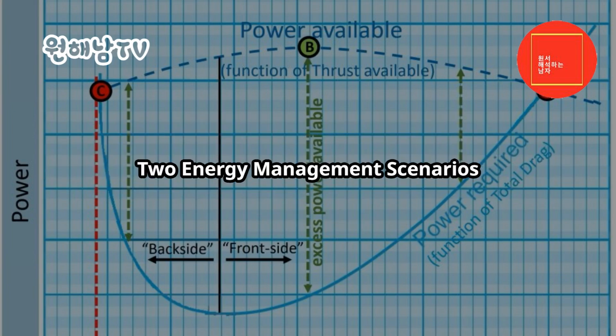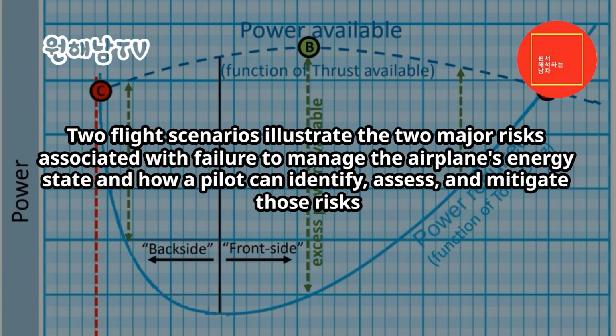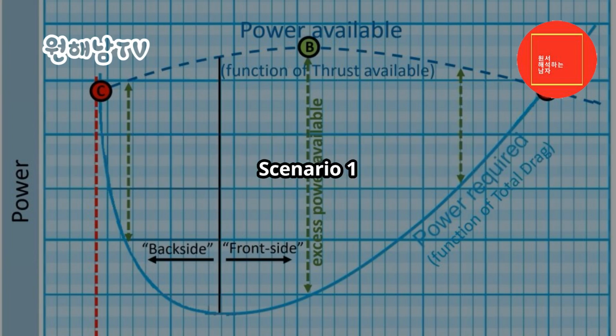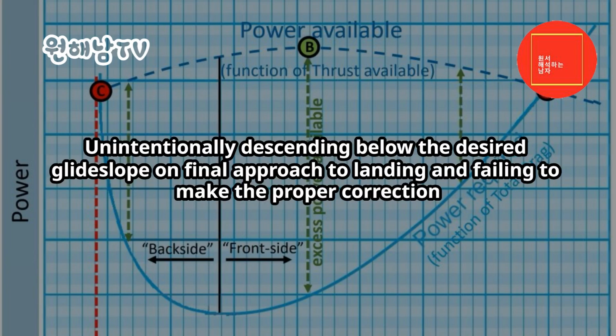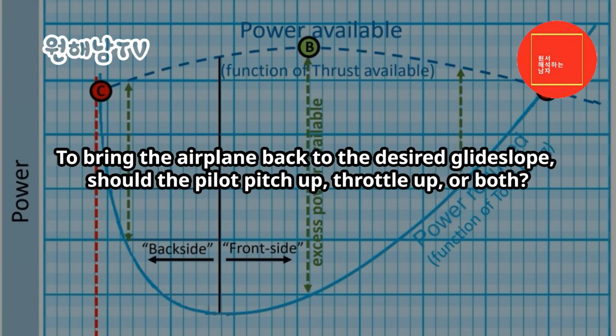2. Energy management scenarios. Two flight scenarios illustrate the two major risks associated with failure to manage the airplane's energy state, and how a pilot can identify, assess, and mitigate those risks. Scenario 1. Unintentionally descending below the desired glide slope on final approach to landing and failing to make the proper correction to bring the airplane back to the desired glide slope. Should the pilot pitch up, throttle up, or both?